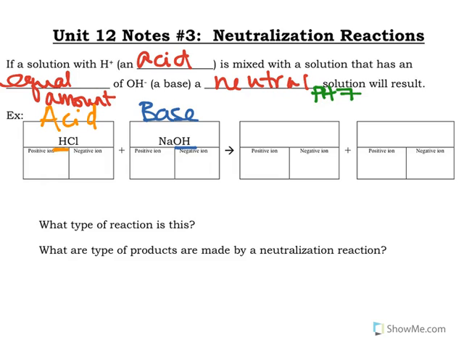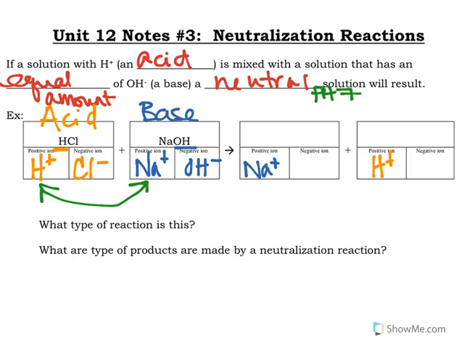So we have to break this down into the ions that these are made of. So HCl is made of an H plus and a Cl minus. And our base, NaOH, is made of an Na plus and an OH minus. And so what's going to happen is that those positive ions switch places. So we're going to end up with our H plus over here and our Na plus over here. Our negative ions are going to stay in the same spots. So Cl will be there and OH minus will be over here.